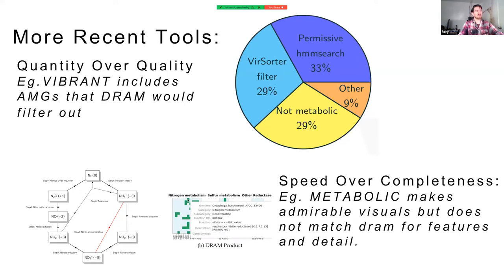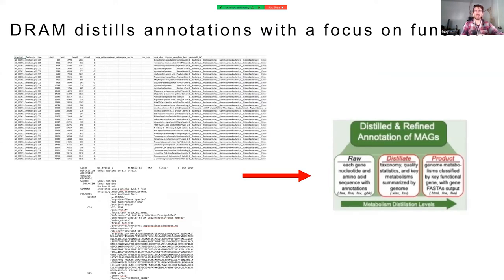METABOLIC and VIBRANT both give DRAM a run for its money when it comes to performance. But in DRAM 2, we are going to address that, and we'll make better use of CPUs, plus provide the ability for people to use distributed computing systems, which we're also very excited about. And anyone watching this should definitely look into this. If you're watching the video later, hopefully you can now use DRAM in distributed systems, and please do so and then tell us how it goes.